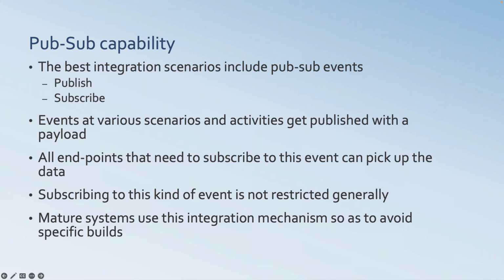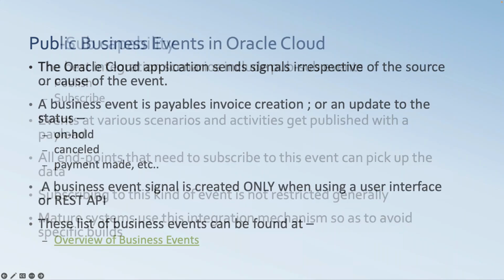And mature systems actually use this kind of integration mechanism. So you have a platform, you have a published event that comes across, and then you pick it up and use it within your system, right? And the publishing capability actually provides you enough information to be able to use that particular data set in your system. You may not use all the information that's published, but at least you will have enough information that you can use within your system.